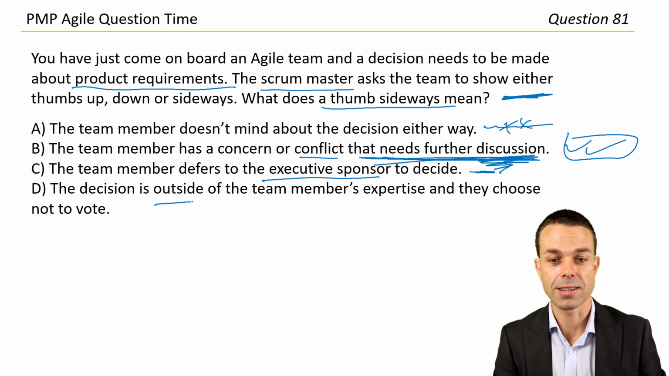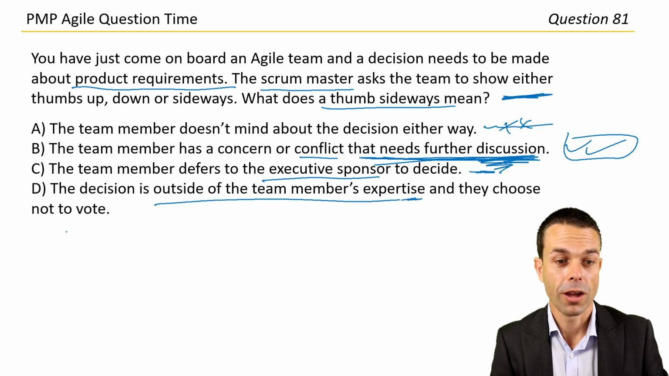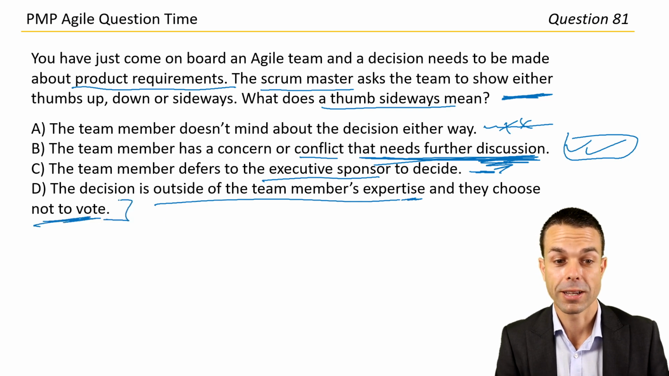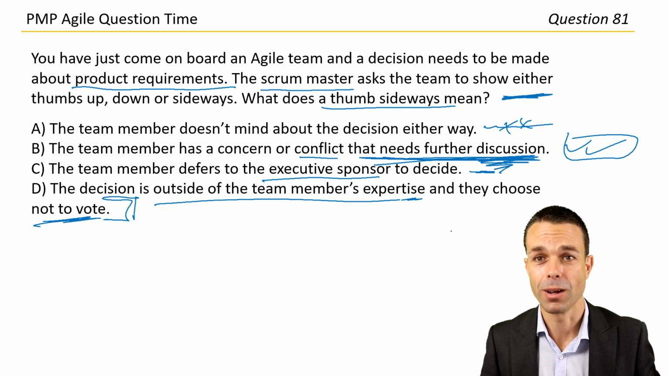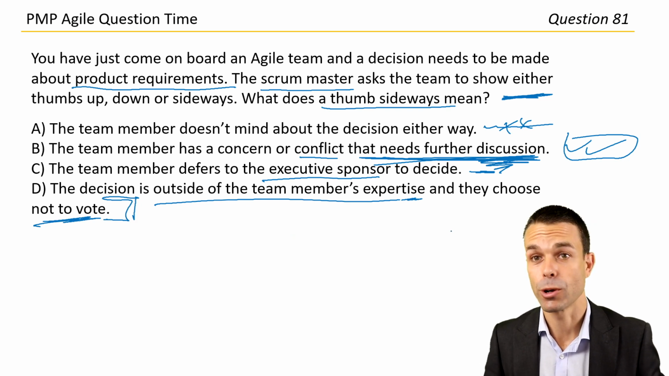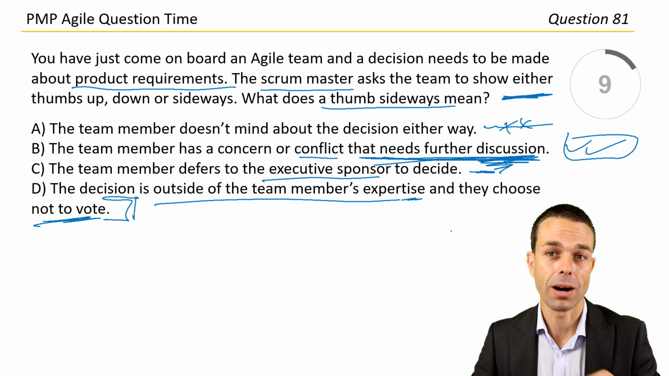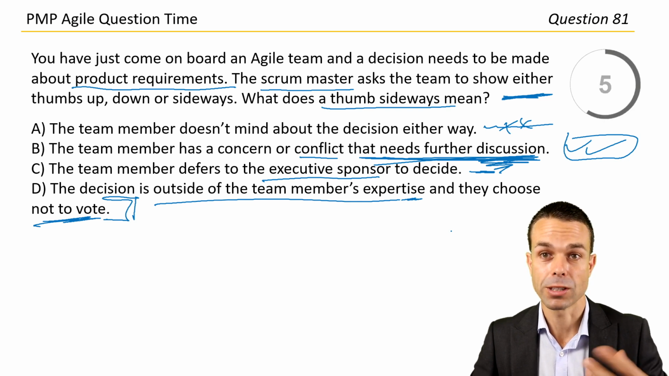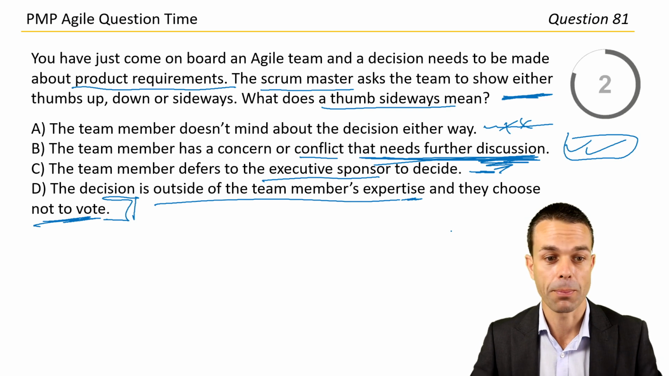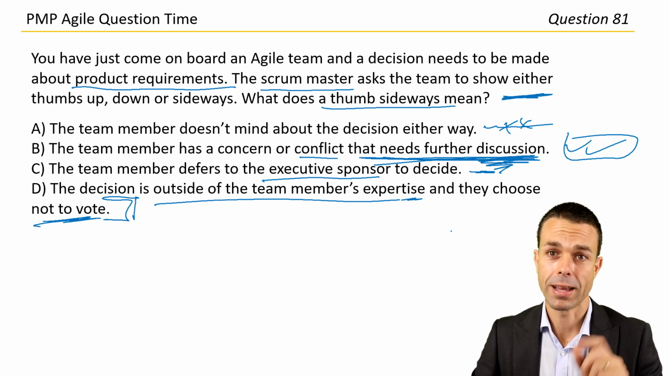The decision is outside the team member's expertise and they choose not to vote. Unfortunately, in an Agile team, everyone has to vote. And we're not going to force anyone, but we want everyone to have a voice for that very reason, that there is information that people might have or know, or even questions they might ask that might bring up something that we need to think about or talk about. But for this one, we're going to go with answer B.